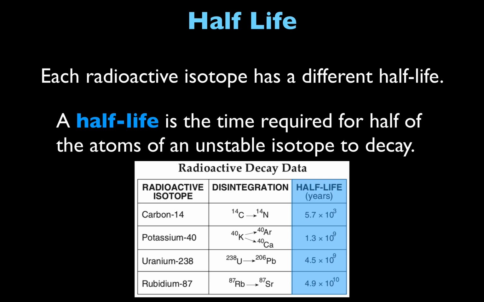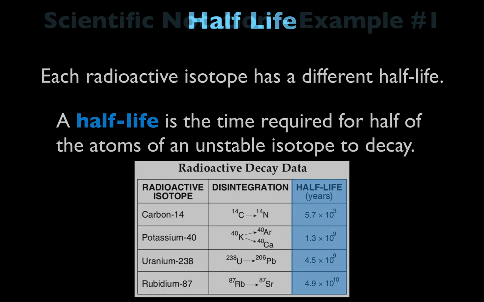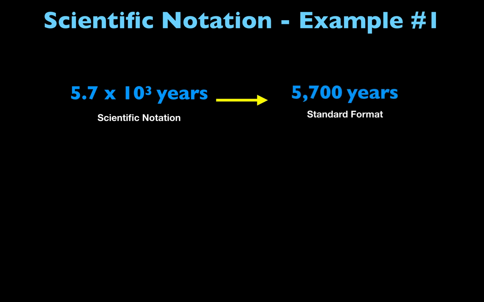Now, since these half-lives are expressed in scientific notation, I want to take some time to make sure we understand how to convert from scientific notation to standard format. So if we have the example for carbon-14, 5.7 times 10 to the third years, that's the scientific notation format. In standard format, that number is 5,700 years. Now, if you're unsure how I got to that, I'm going to show you a little trick.